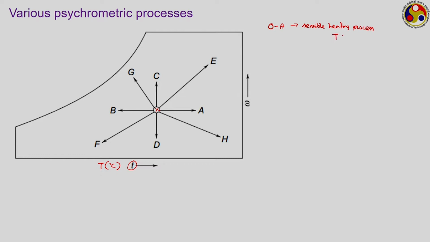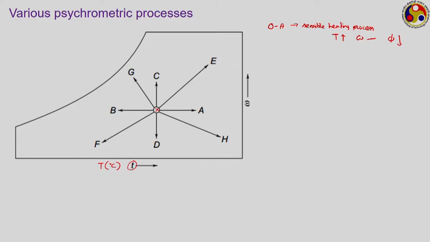Your temperature is increasing, specific humidity remains constant. What about relative humidity? What will happen to the relative humidity? We know that as the temperature is increasing, the saturation pressure corresponding to the temperature also increases, and therefore, the denominator term in the definition of the relative humidity keeps on becoming larger while the numerator remains the same, and therefore, phi decreases.